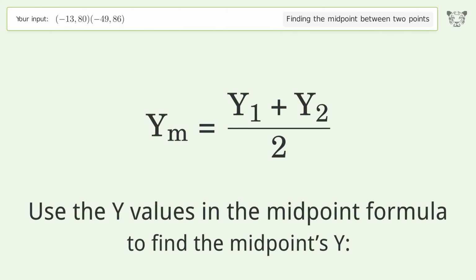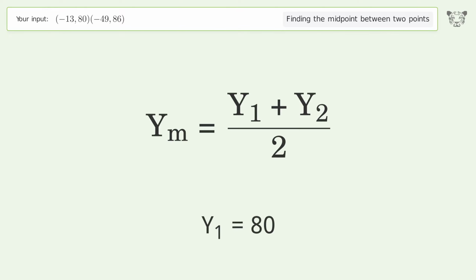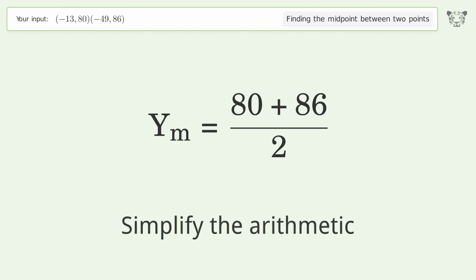Use the y values in the midpoint formula to find the midpoint's y. y1 equals 80. y2 equals 86. Simplify the arithmetic.